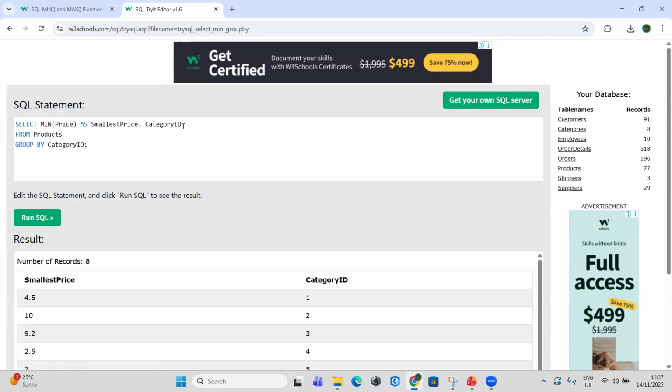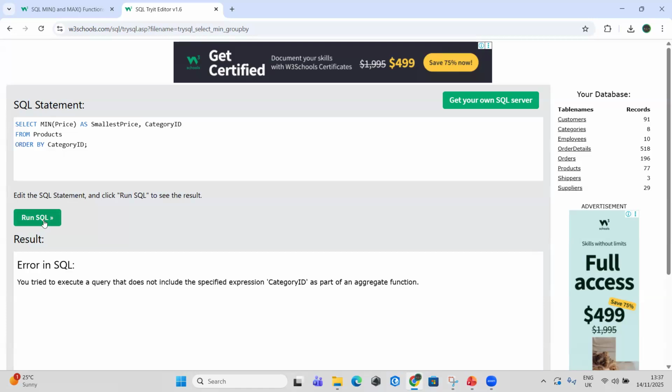Just one moment here, because we chose category ID here and we grouped it by here. So what if I choose order by? You tried to execute a query that does not include the specified expression as part of an aggregate function.